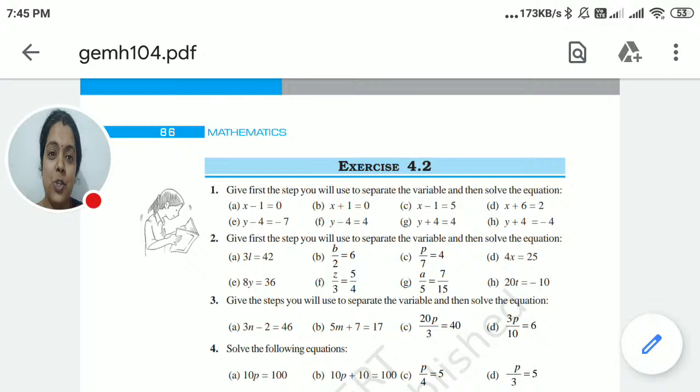Y plus 4 is equal to minus 4. What is the correct answer? What is the first step? RHS will remain the same. LHS should be shifted to the RHS, right? RHS will remain the same and LHS should be shifted to the other side. Correct? So just go for it. I'm waiting for others to answer.